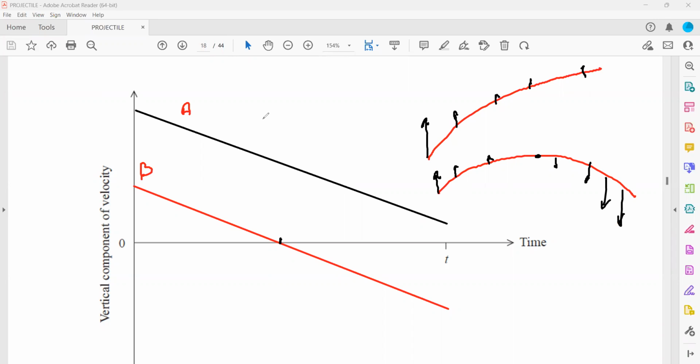Why is the graph a straight line? Because the vertical component has a constant acceleration due to gravity. Whenever you have a constant acceleration due to gravity, the velocity-time graph should be a straight line. It should not be curved. If it is curved, it means the acceleration is different. We just need the vertical component, which has the same acceleration and deceleration. That's why it is a straight line.